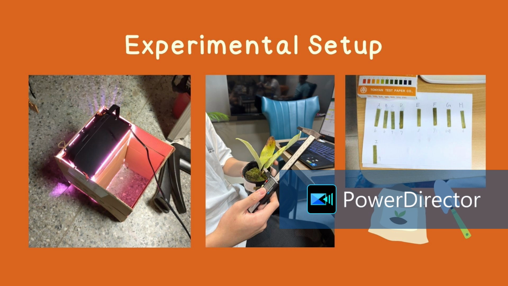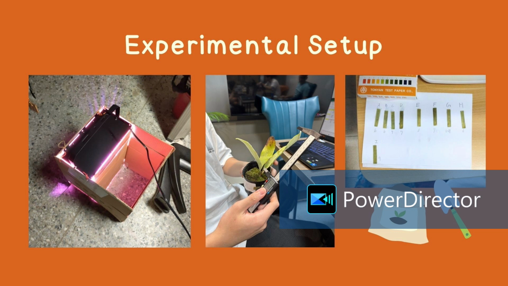So the first group, A, B, and C, are exposed to 12 hours of plant light every single day. And the second group, D, E, and F, are exposed to 6 hours of plant light every day. The last group, G, H, and I, are exposed to natural sunlight, and it is put next to a window. And we do our measurements every 7 days, and we observe the growth as well as take measurements on the plants.